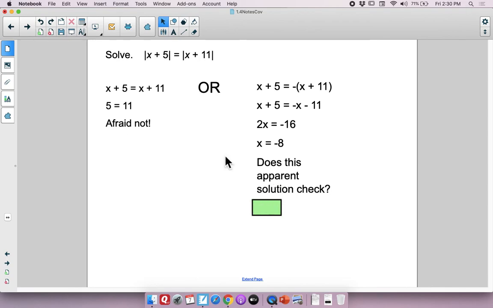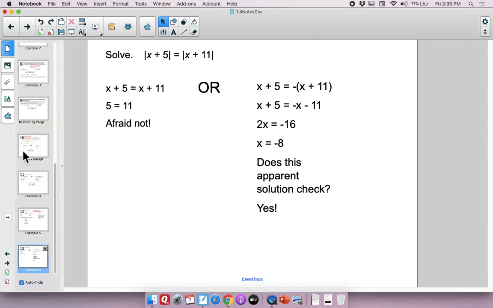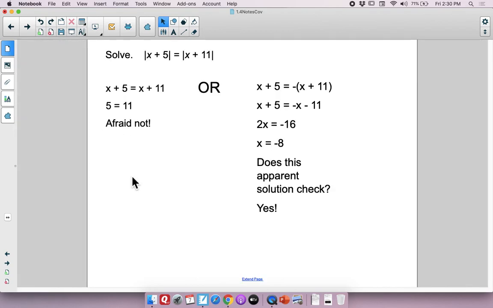Let's see if that one works. -8 plus 5 is -3. Absolute value of that is 3. -8 plus 11 is +3. Absolute value of that is 3. 3 equals 3. Check, check. Yes, it does. All right, and that does it for 1.4.